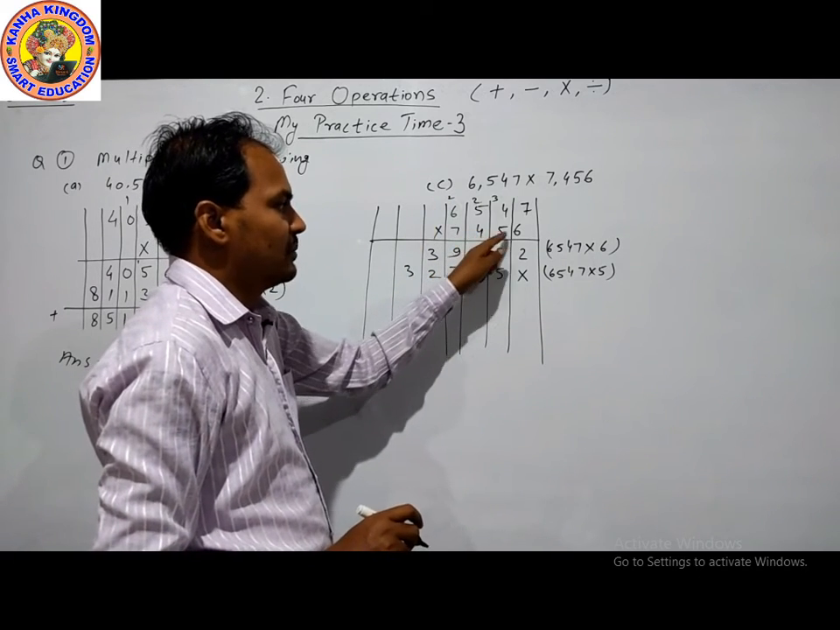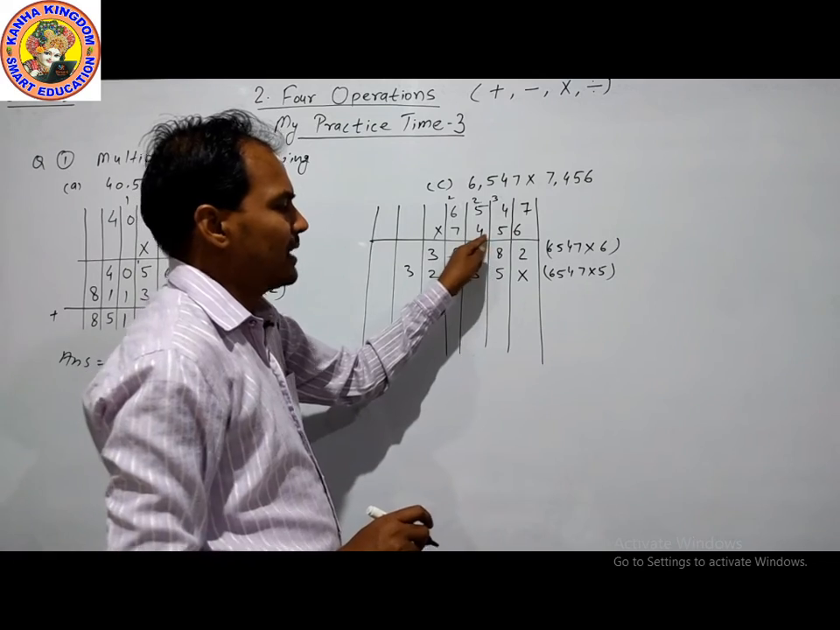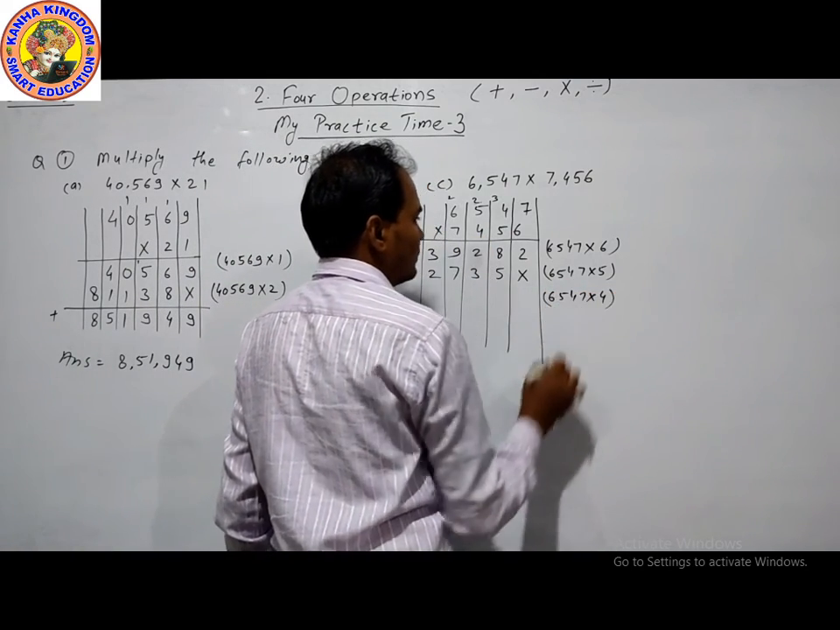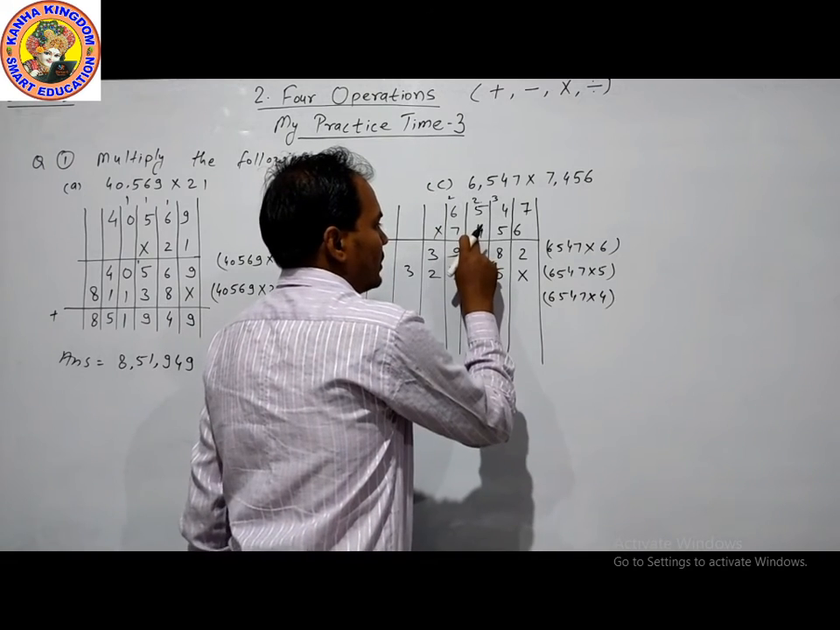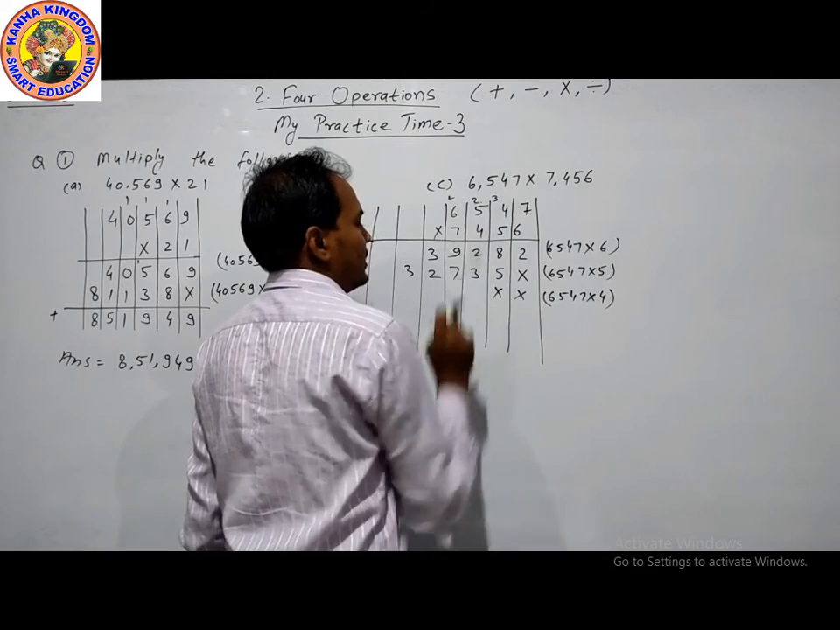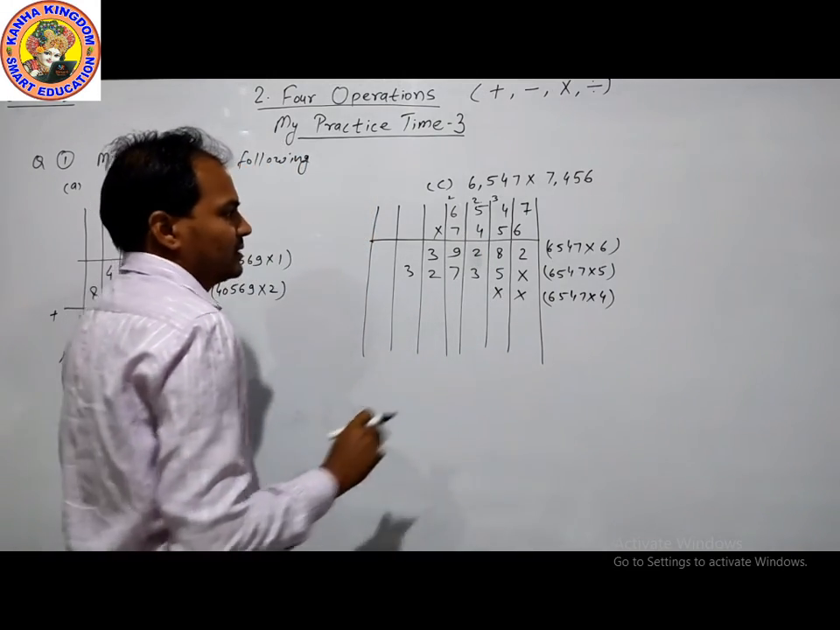Now in the third step we will multiply by 4. 6, 5, 4, 7 multiply by 4. Ones, tens, leave blank space. Now we will multiply by 100.